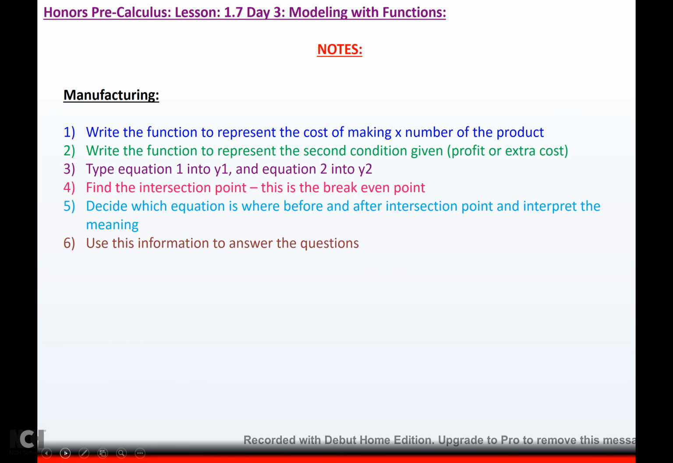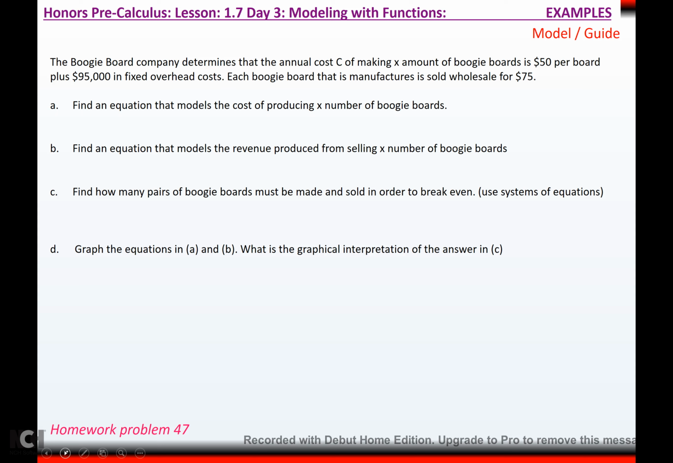Okay, manufacturing. When you manufacture stuff, it's going to cost you money to make what you're selling, and then you're going to make money based on what you're selling. So you're going to have two equations. It says the boogie board company determines that the annual cost C of making x boogie boards is $50 per board, plus $95,000 in fixed overhead costs. Each boogie board that is manufactured is sold wholesale for $75.